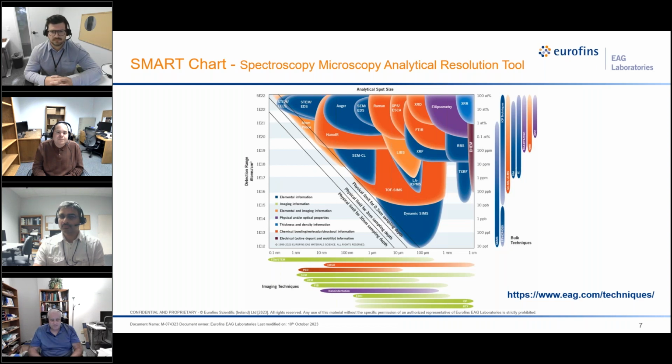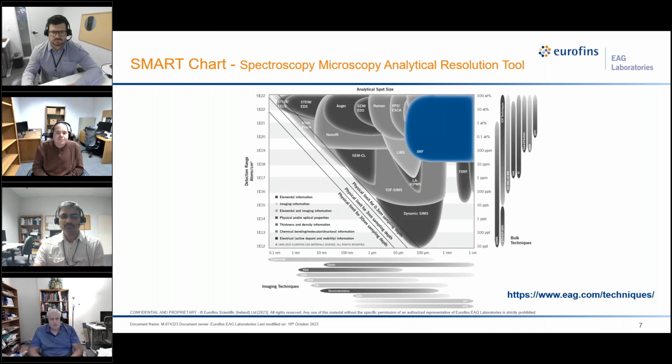Regarding the colors, dark blue bubbles provide primarily elemental information, while green shows imaging information. Orange or red indicates that these techniques can provide some form of chemical bonding information. Note that imaging techniques only require spot size, while bulk analysis techniques are only distinguished here by detection limits. Therefore, these are outside of the box, along with the appropriate axis.